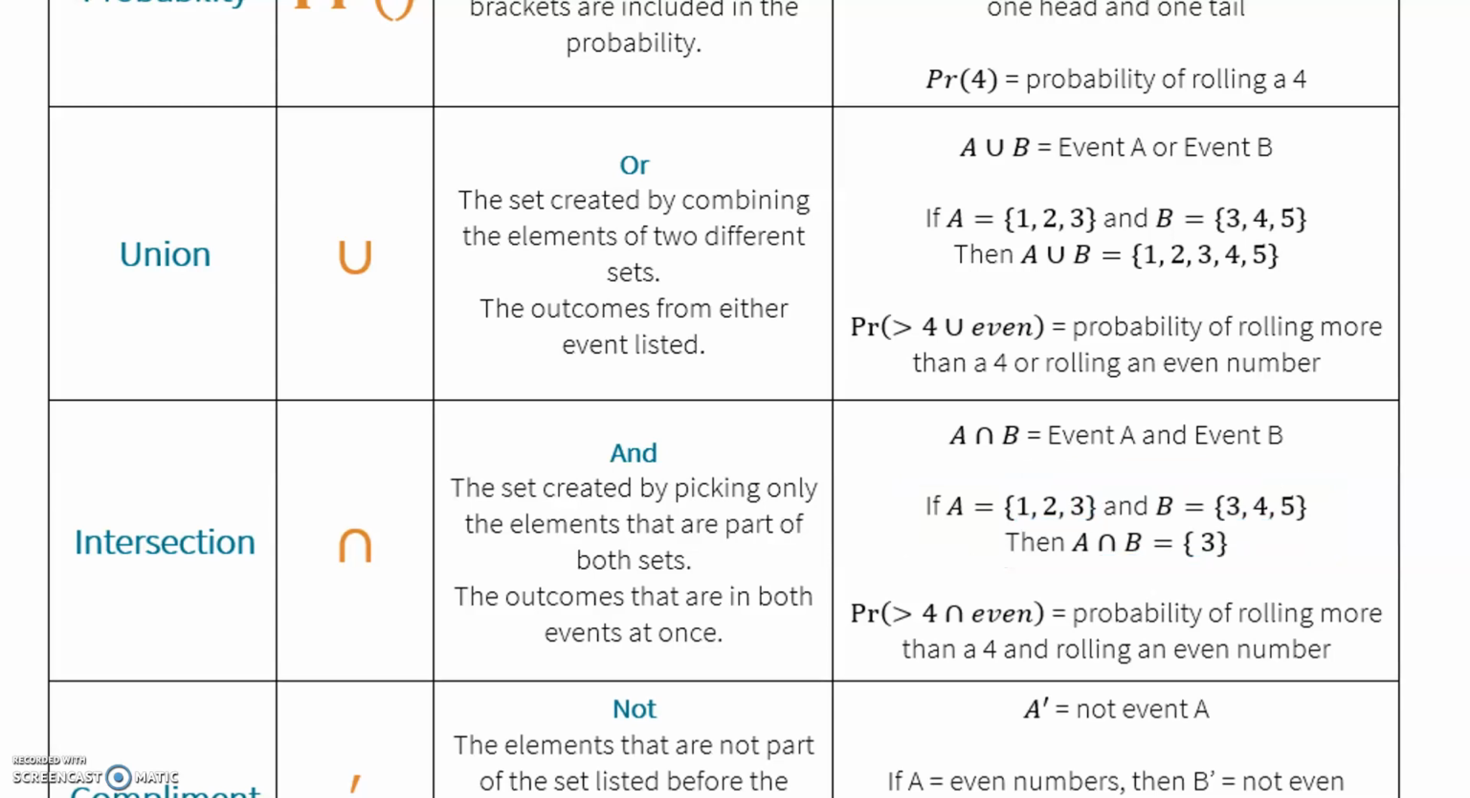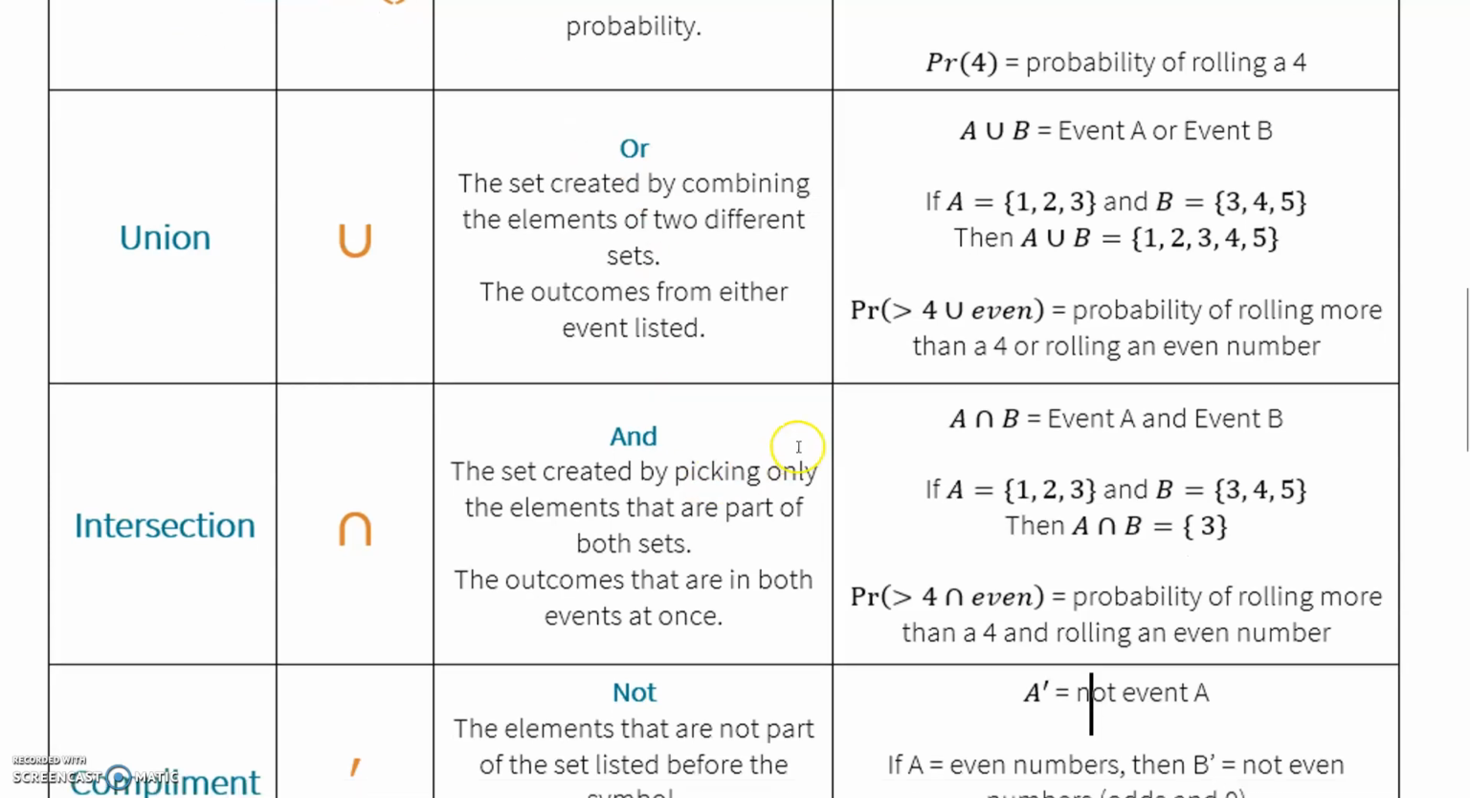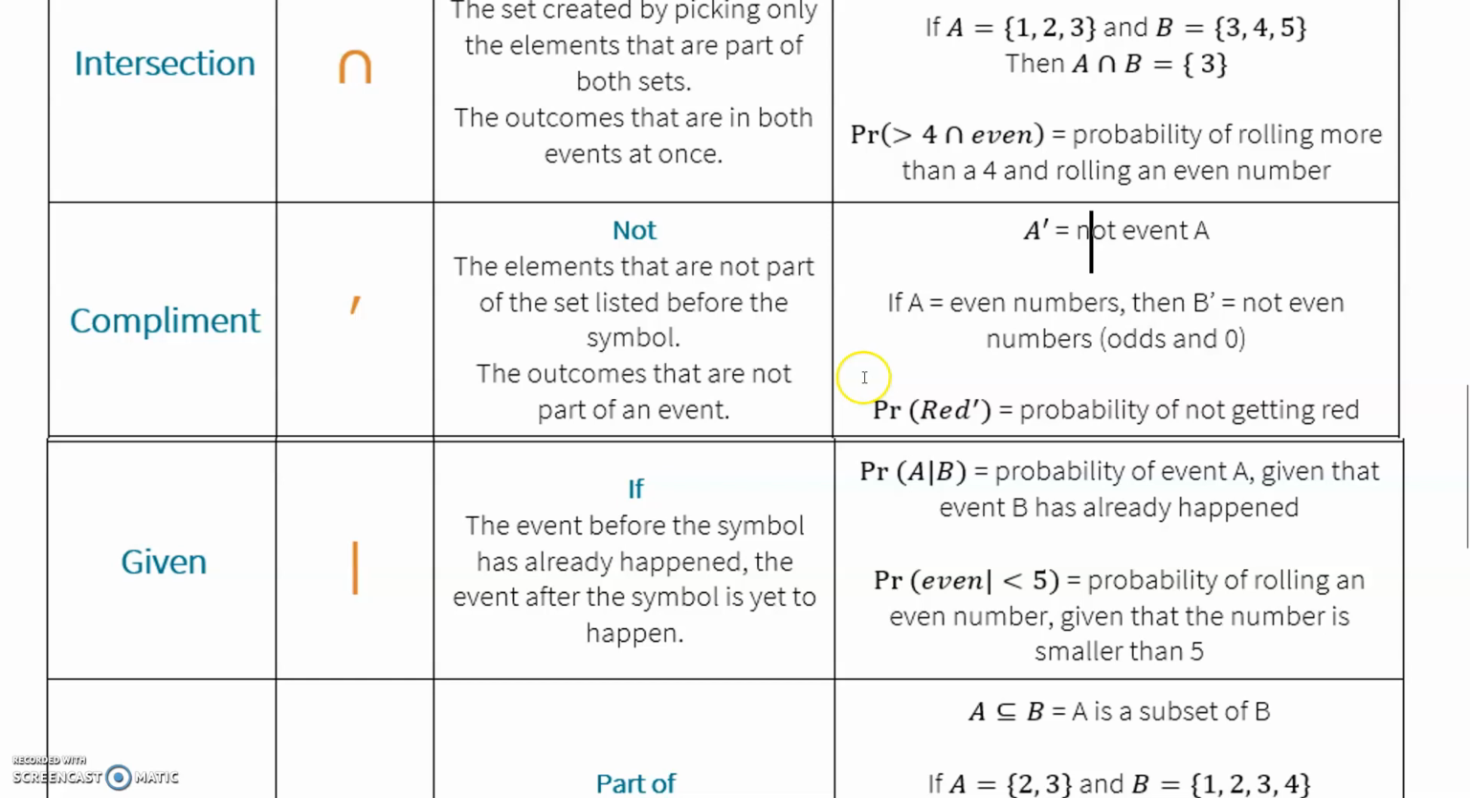And in the last example, similar to before, we're saying the probability of the number being more than a 4 and an even number. So again, the easiest way to remember the difference is and is like an N, and if you can remember that or is union, it looks like a U. Might take a little while for you to remember that.